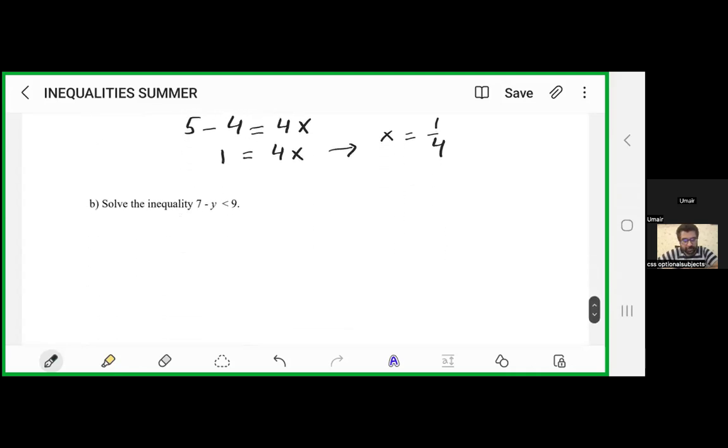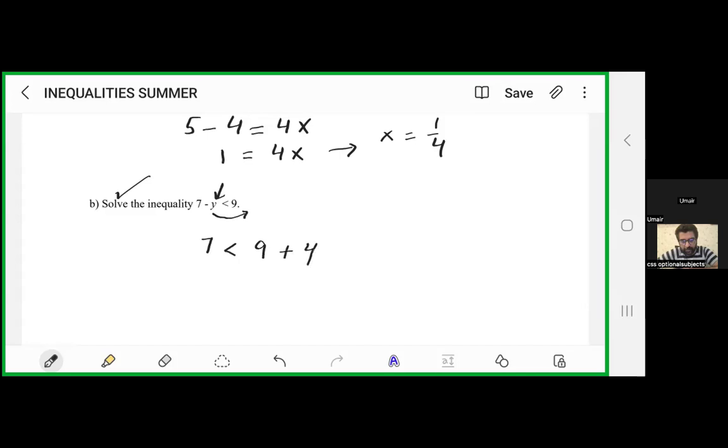Part B of this question is an inequality. They are saying solve, which means find the value of the variable, and the variable in this question is y. So this y is negative, and because this is negative, I am going to shift this y to the right side of the inequality. So 7 is less than 9 plus y.